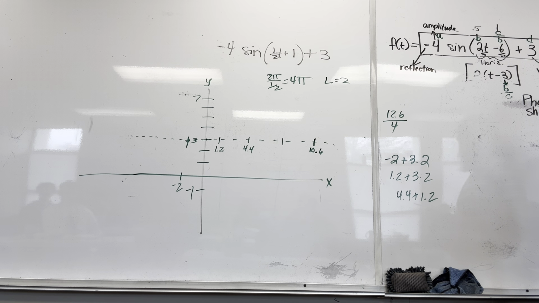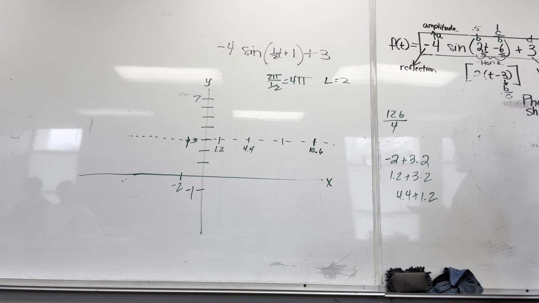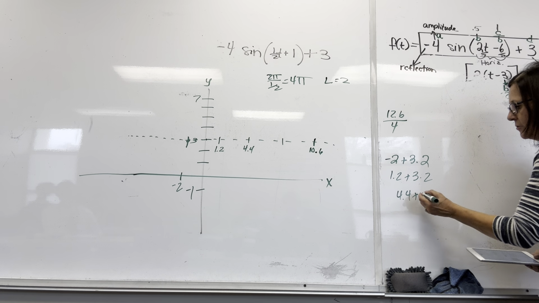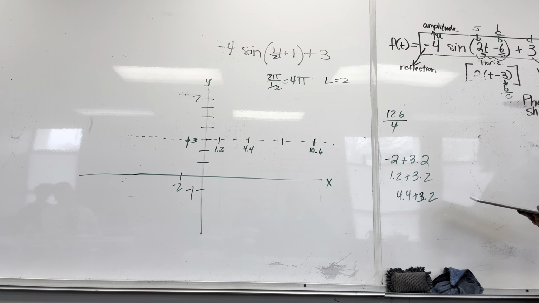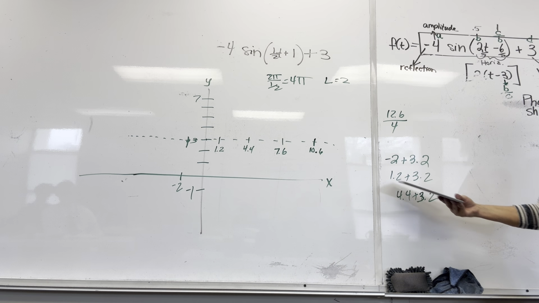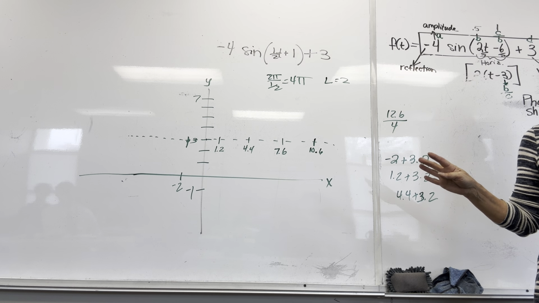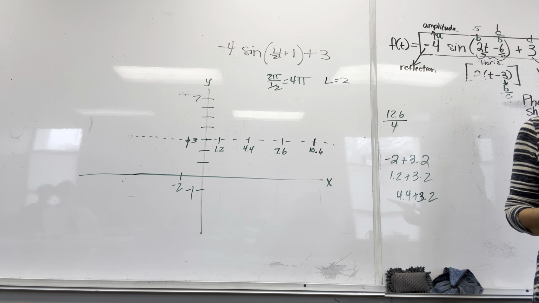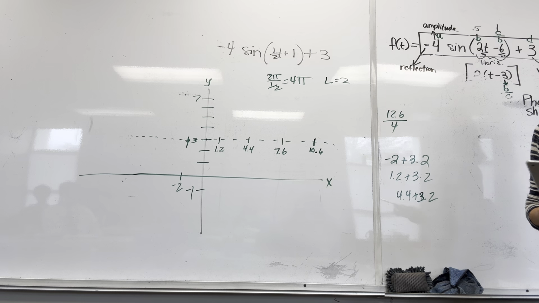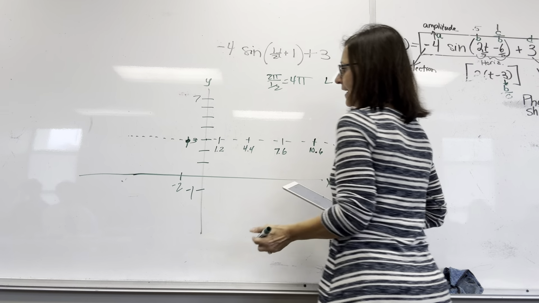Are you supposed to add 3.2? No. What is 12.6 divided by 4? 3.2, yes, here. 7.6. Okay, I added the 1.2. All right, so that's our 4 key points. It's actually 3.15, okay. That's okay. Just making sure. All right, so we're starting here at negative 2.